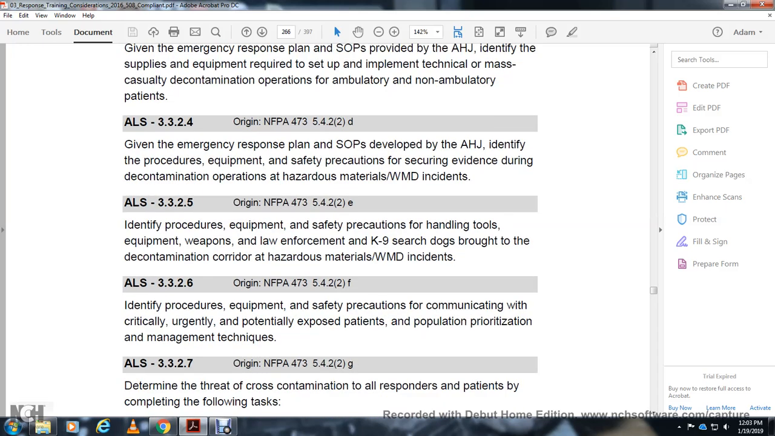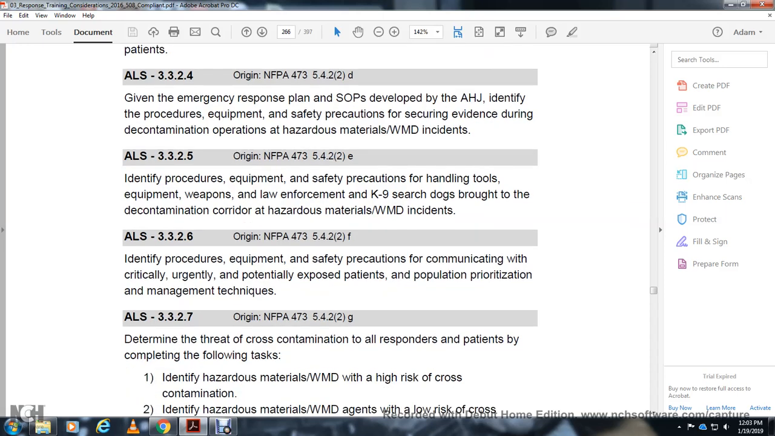And for the procedure, the equipment, safety precautions, and communication with the critically and urgently potentially exposed patient population, prioritization management techniques, determining the threat of cross-contamination, all responding to the patients, and completing the following tasks.